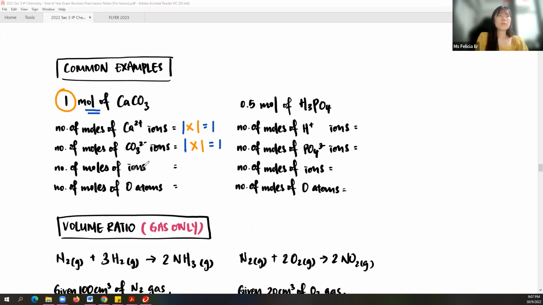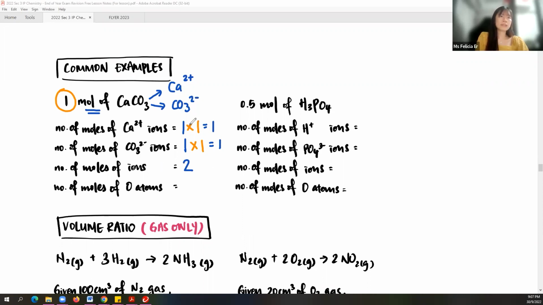Next, number of mole of ions. What kind of ions are present? Over here, there is a Ca2+ ion and CO3 2- ion. So there are 2 ions. So that's why I write 2, which you can see over here. There, how many moles of ions? There 2. So actually 2 is the answer.